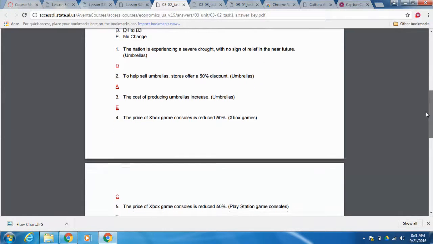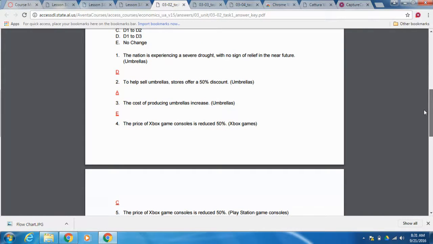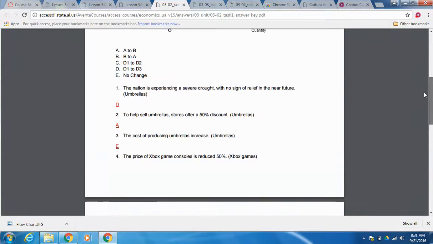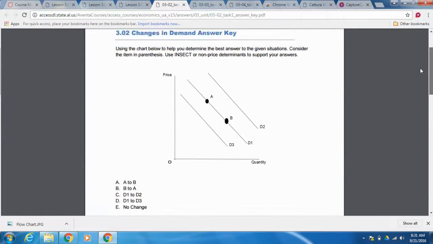We'll do one more. The price of Xbox game consoles is reduced 50%. What happens to PlayStation game consoles? You already saw that. That is D. It's going to decrease. Because if Xboxes are cheaper and PlayStations and Xboxes are substitutes, they serve the same purpose, people aren't going to go buy PlayStations. They're going to go buy the cheaper Xbox.